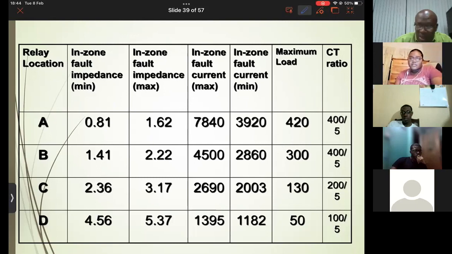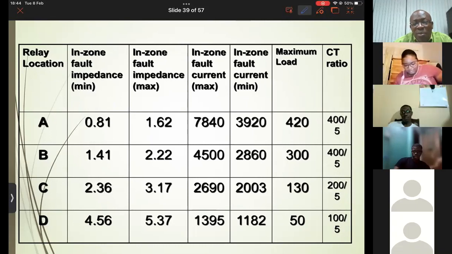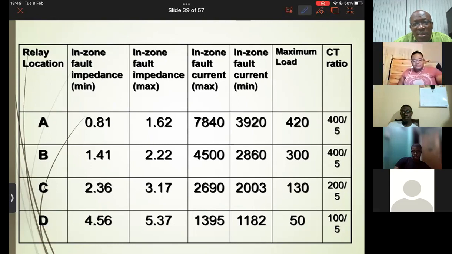All right. So I push you on this one. What's the purpose of this? You see, I'm repeating this because I want it to stick. What's the purpose of grading? Talk to me now. Ensure that the right relay operates. The correct relay operates. So you want discrimination.